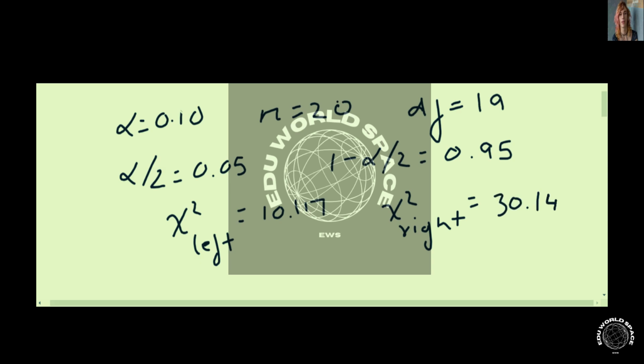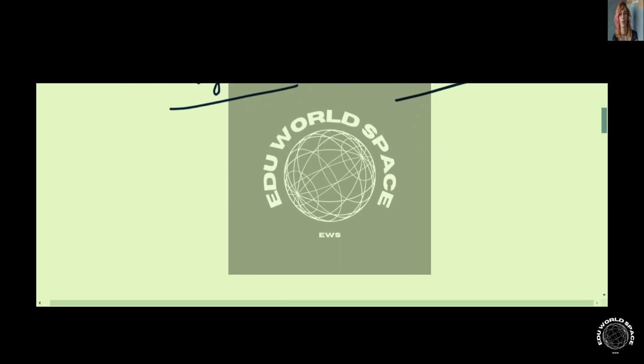So now we find the chi-square left and chi-square right values. Chi-square left here would basically be chi-square 0.95 with degrees of freedom 19. If you check the table, this value would be 10.117. And for chi-square right, we basically find chi-square 0.05 with degrees of freedom 19, and this value would be 30.144. So here we have the chi-square left and chi-square right values for part B. Let's move to part C.